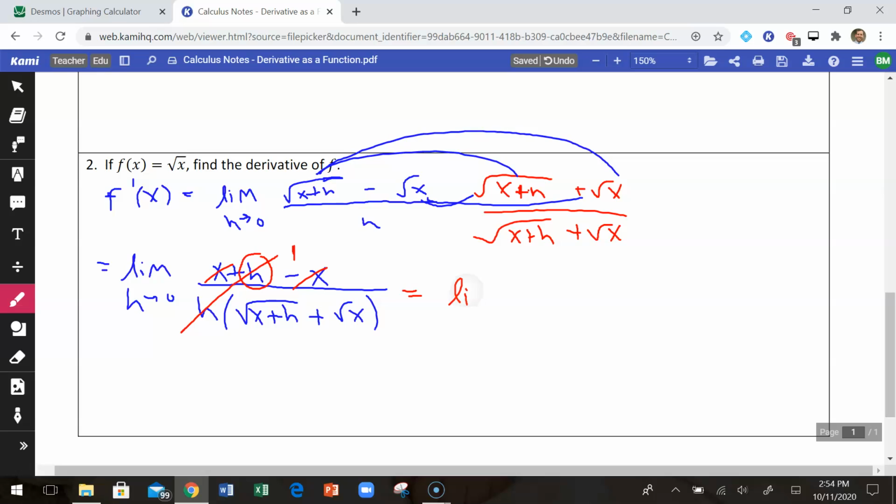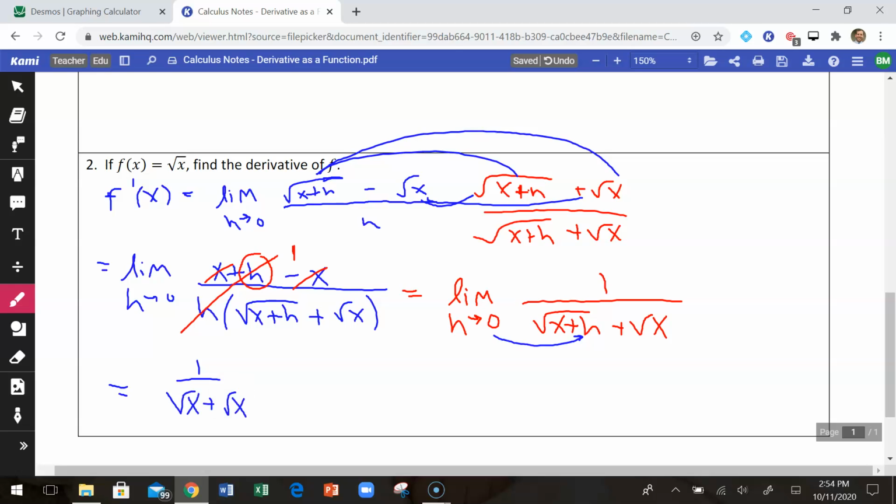So what do we have left? We have the limit as h approaches 0 of 1 over the square root of x plus h plus the square root of x. At that point in time, you should be able to plug in 0 for h, which means we end up with 1 over the square root of x plus the square root of x, which is 1 over 2 square roots of x. That is the function f prime of x, that is the derivative of the square root of x.